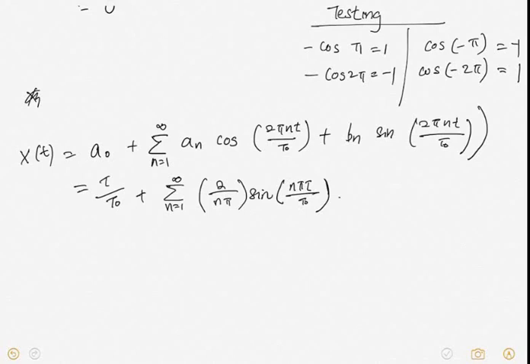Oh, no, this one is the a n only, and you still have cos 2 n pi t over T naught. So this is the a naught and a n. Also, b n is zero, so you can write down the answer in the form of the trigonometric Fourier series.